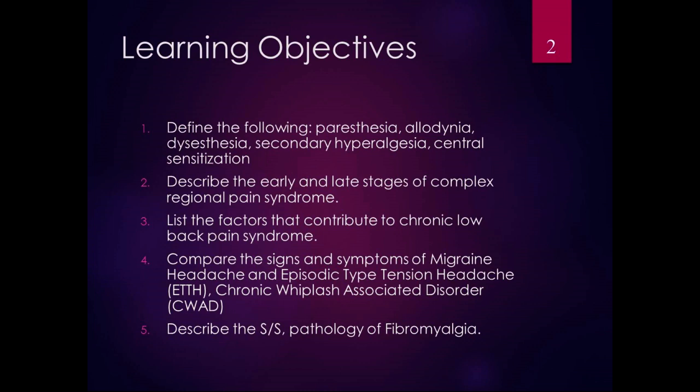I want you to be able to describe the early and late stages of complex regional pain syndrome, which is one of the pain syndromes we will discuss. I want you to list the factors that contribute to chronic low back pain syndrome. I want you to be able to compare the signs and symptoms of the different types of headaches: migraine headache and episodic type tension headache, as well as chronic whiplash-associated disorder. And I want you to be able to describe the signs and symptoms and pathology of fibromyalgia. So we'll talk about all those things.